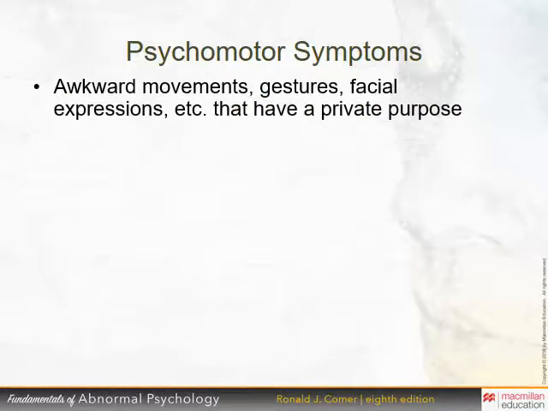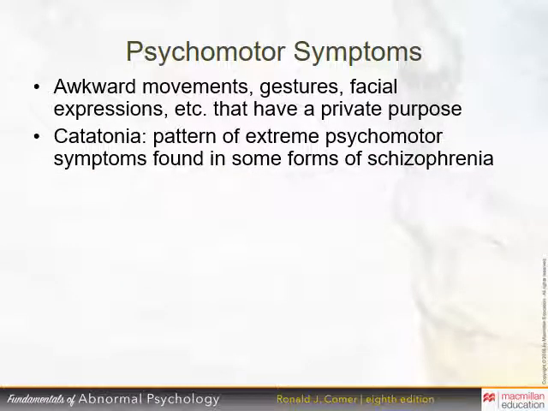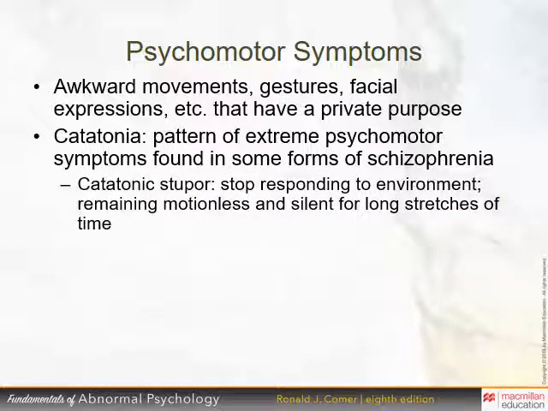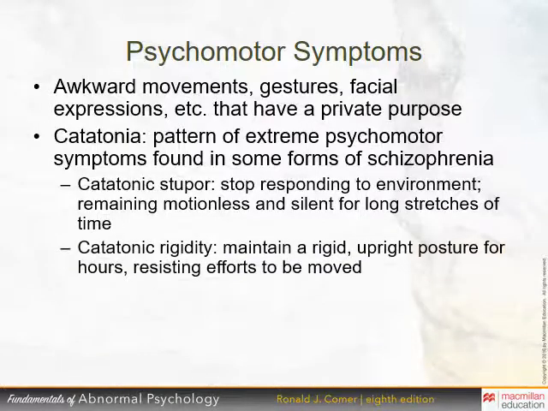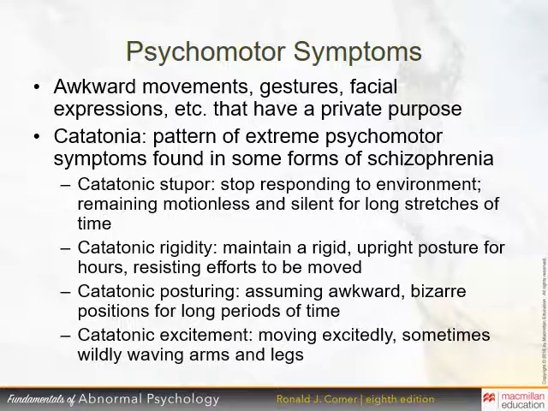For psychomotor symptoms, these are awkward movements, gestures, facial expressions, etc., that have a private purpose. So catatonia, which we've talked about previously with other disorders, is a pattern of extreme psychomotor symptoms found in some forms of schizophrenia. In catatonic stupor, the individual stops responding to their environment. They remain motionless and silent for long stretches of time. In catatonic rigidity, the individual maintains a rigid, upright posture for hours, resisting efforts to be moved. And with catatonic posturing, they assume awkward, bizarre positions for long periods of time.